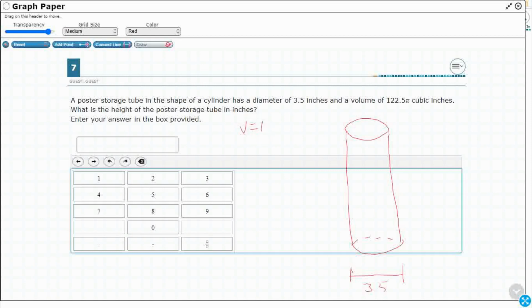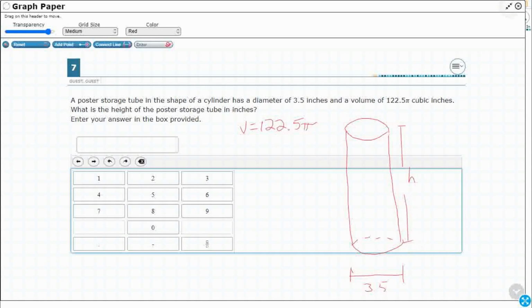In a volume problem, they usually want you to find the volume, but here they already give me the volume: 122.5 pi. All right, and so we're looking at the height. What is my h? That's what I'm looking for.